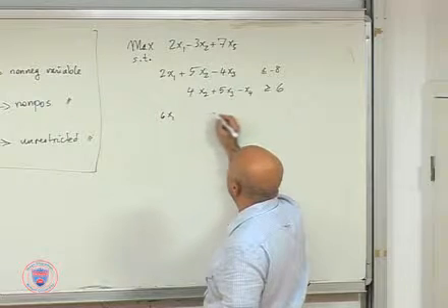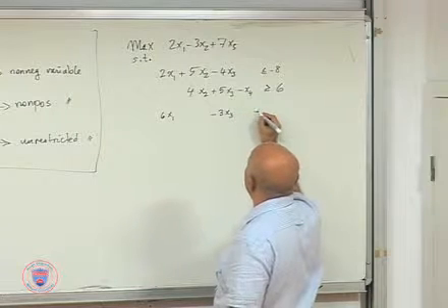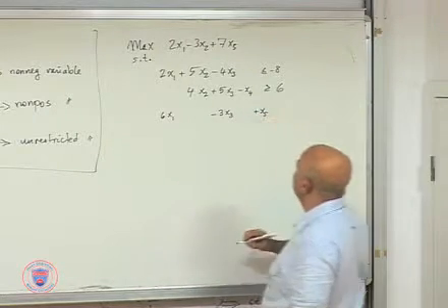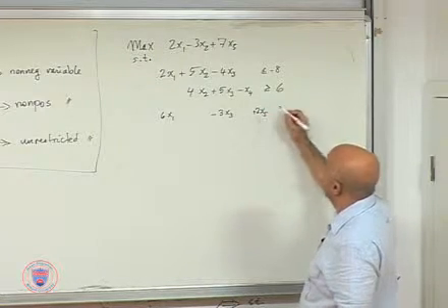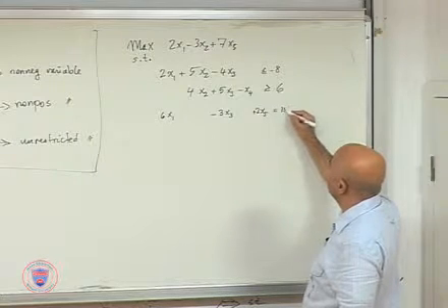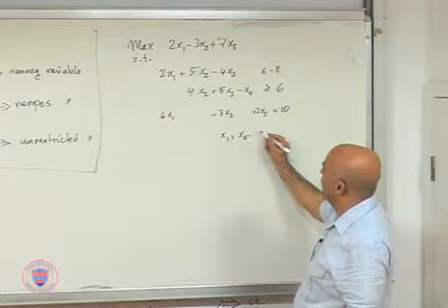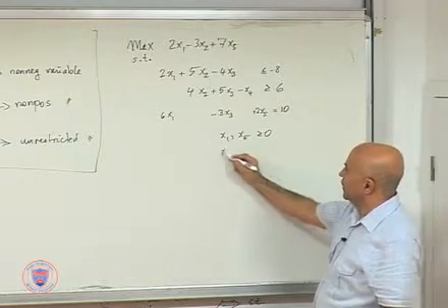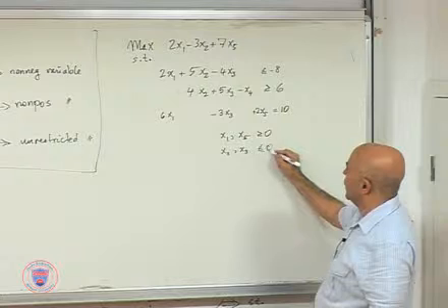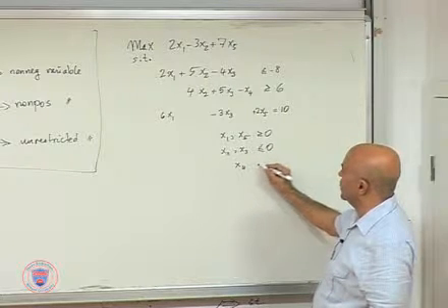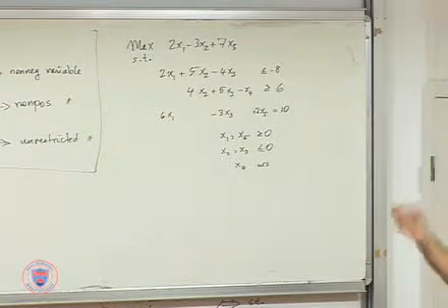Six x1 minus 3x3 plus 2x5 is equal to, say, 10. Let's make x1 and x5 non-negative, x2 and x3 are non-positive, and x4 is unrestricted in sign. Okay? Suppose that's the primal problem.